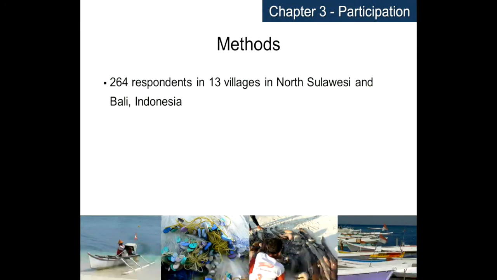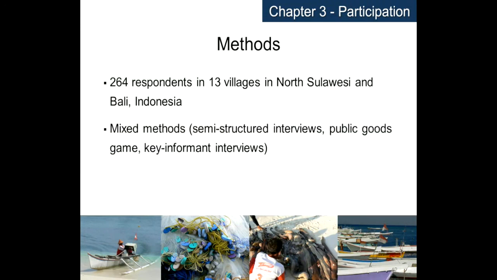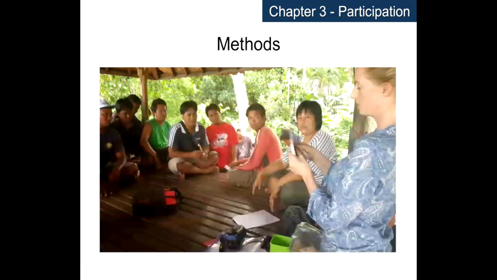So I collected, and my research team collected, this data for 264 respondents in 13 villages in North Sulawesi. And we used key informant interviews, the public goods game, and household surveys. So this is a picture of me explaining the public goods game. And essentially what the game involved was giving participants a sum of money, and they could choose whether to keep that money or put it in a common pot or a public good, and that their payoff at the end of the game would depend on how much all the other players in the group had put in that common pot.